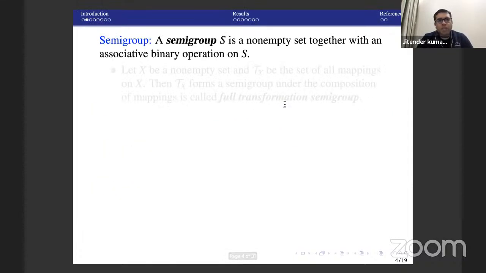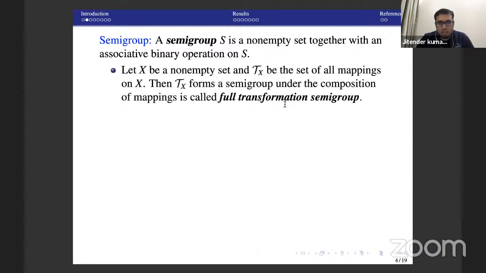Okay, so let me start with a very basic definition. I hope all of you are familiar with it. A semigroup, as we know, is a non-empty set with an associative binary operation. An interesting example of a semigroup is an analog of the symmetric group in group theory. The full transformation semigroup is also an important concept in semigroup theory, and some of you might be familiar with the contributions in its study. This is nothing but a non-empty set.